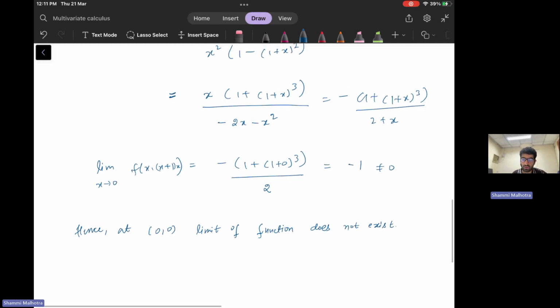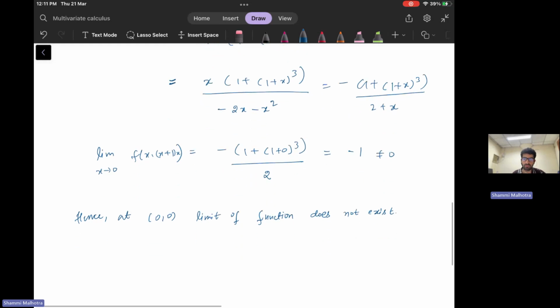So how do I get this path? We can do some hit and trial and eventually get this, but that actually tells that the limit does not exist, even though the degree of the numerator is higher.